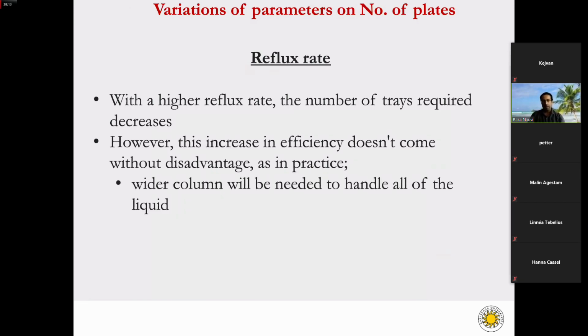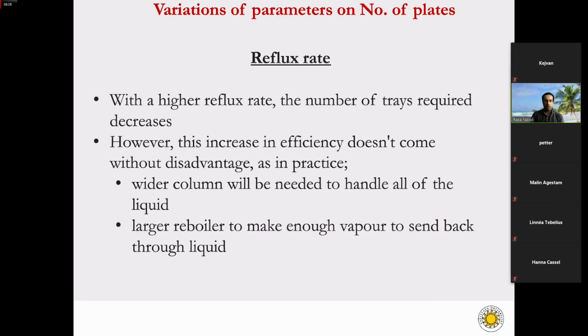What will happen if we are handling a high capacity of liquid? It means we will not build a high column, but we might need to build a column that is quite wide. So a wider column will be needed to handle all of the liquid. And for a wider column, we might need a larger reboiler to make enough vapors to send back through the liquid.